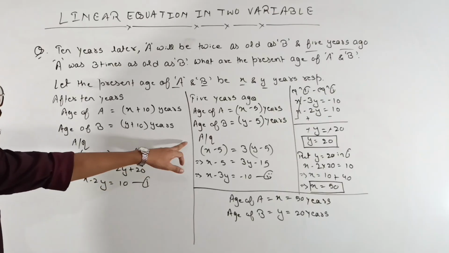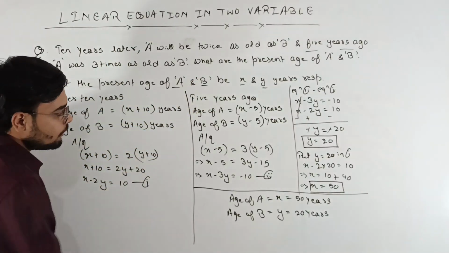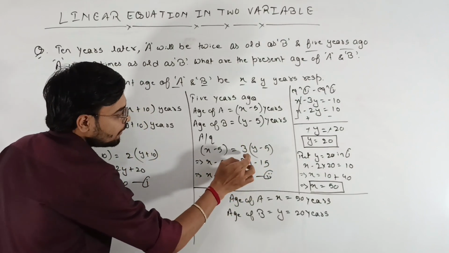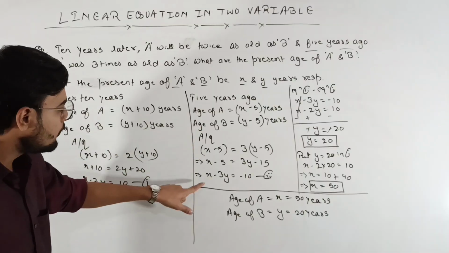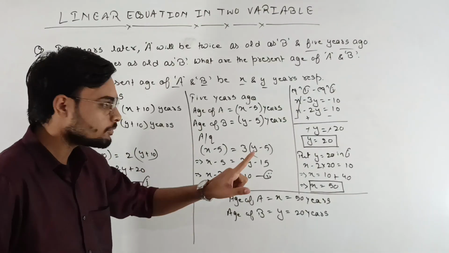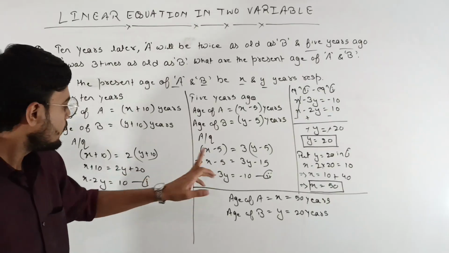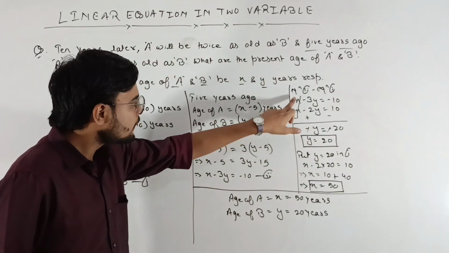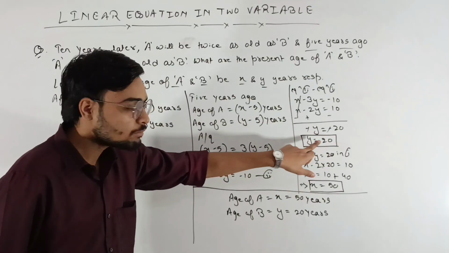Now according to the question, 5 years ago A was 3 times as old as B. The age of A is this and the age of B is this. Being 3 times means we multiply the age of B by 3. So I have the equation x minus 3y is equal to minus 10. Now I eliminate the variable x by subtracting equation 1 from equation 2, so x is eliminated. Now minus y is equal to minus 20, so y is equal to 20.